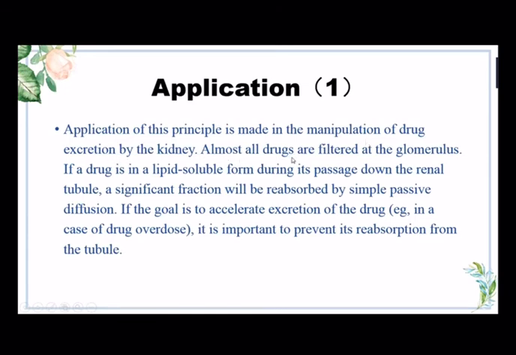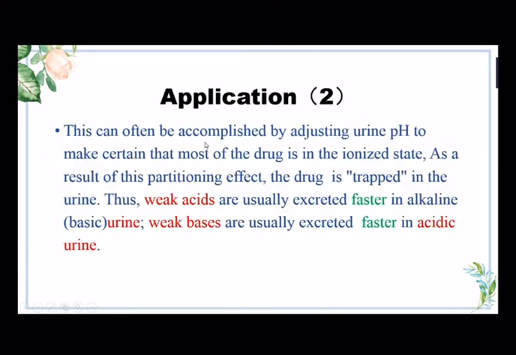Almost all drugs are filtered at the glomerulus. If a drug is in its lipid soluble form during its passage down the renal tubule, a significant fraction will be reabsorbed by simple passive diffusion. If the goal is to accelerate excretion of the drug, for example, in case of drug overdose, it's important to prevent its reabsorption from the tubule. This can often be accomplished by adjusting urine pH to make certain that most of the drug is in the ionized state. As a result of this partitioning effect, the drug is trapped in the urine.